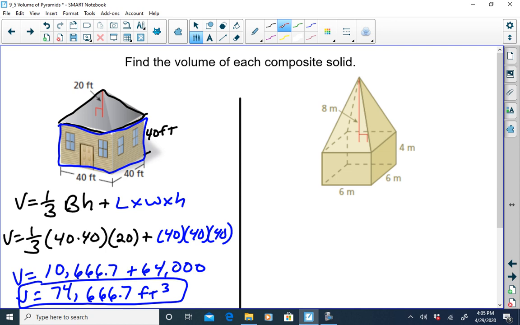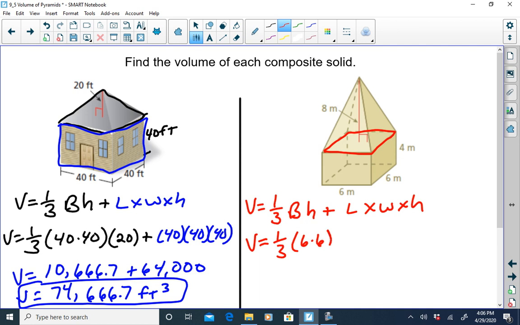A similar type of problem. All right? So we're going to start with the pyramid. So that's going to be 1/3 base area times the height. But then we have to add to that the rectangular prism, which is going to be length times width times height. Volume is going to be 1/3. Well, what's the base area? The base area of my pyramid is in the form of that red rectangle, which is going to be 6 by 6. So 6 times 6 is the base area times the height, right? Well, the height of the pyramid is going to be 8.